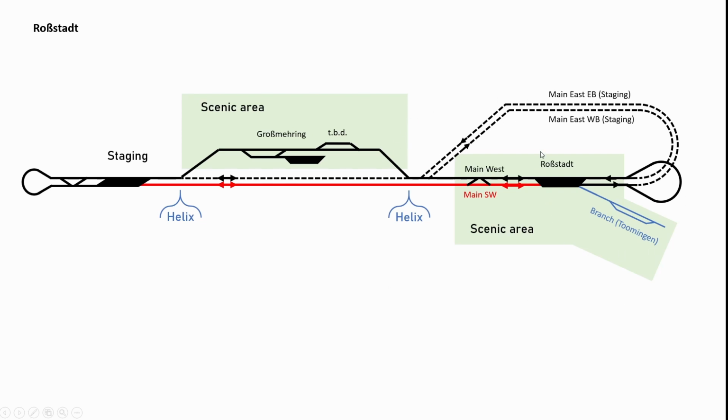The right with RossStadt and the branch line. This is what we already discussed. We've been looking at this. So as you see on the far right, there is this turnaround loop, and then there are 2 tracks, the dotted line. There's 2 arrows here to indicate the direction as well.